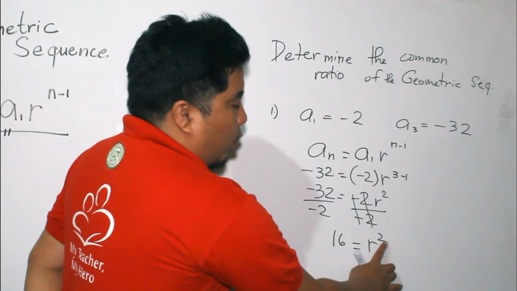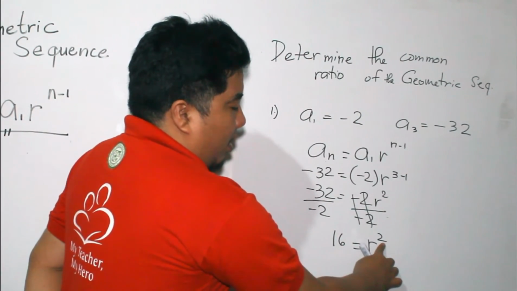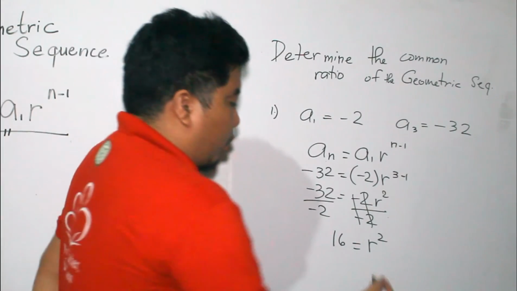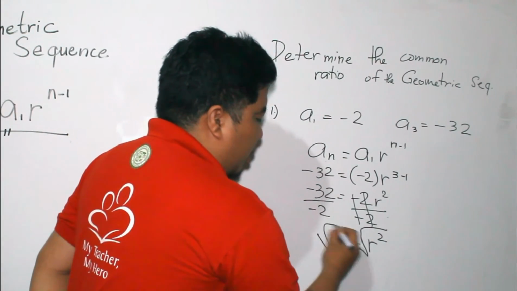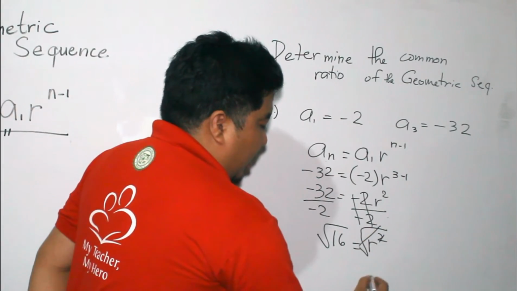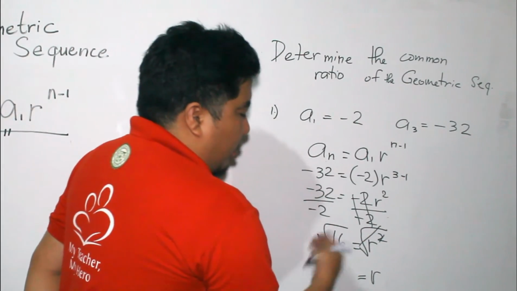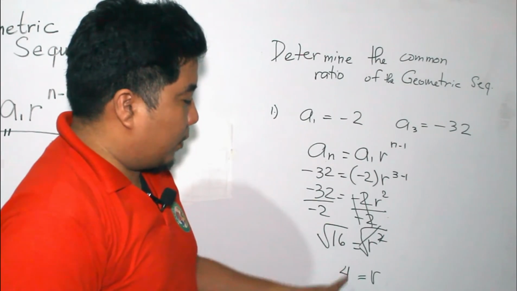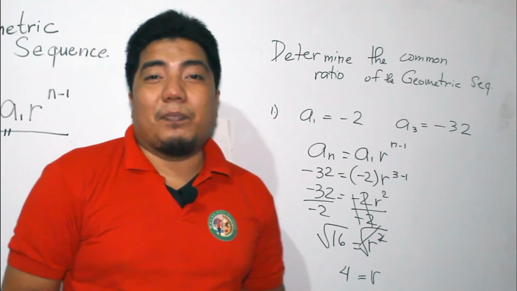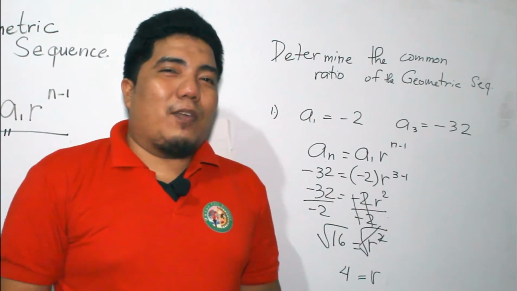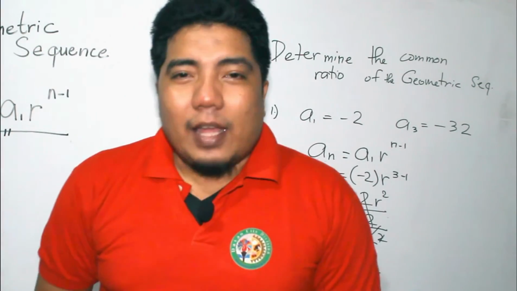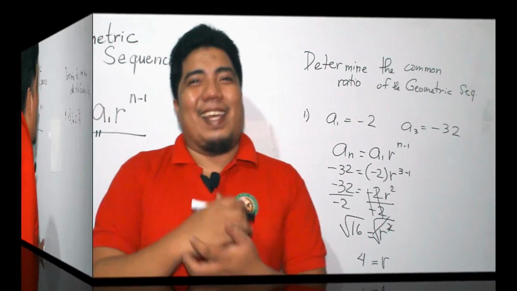So, how do we get rid of the squared here? Remember that the opposite of squared is square root. So, you square root both sides of the equation. That will be cancelled, leaving you r. And your value is 4, because 4 times 4 is 16. So, therefore, the value of your ratio is 4. Easy, right? And now, let us go to the final example.